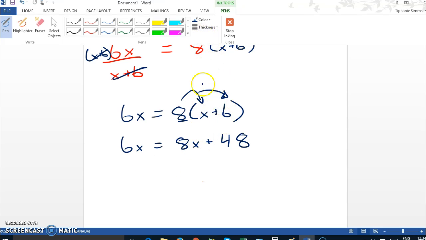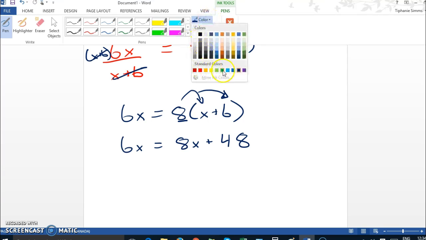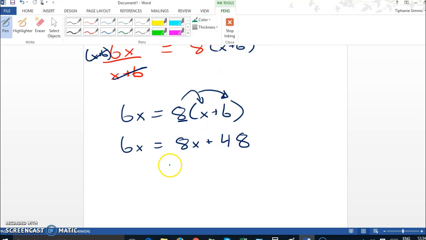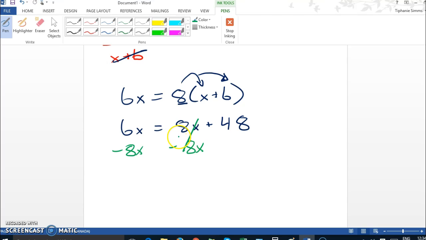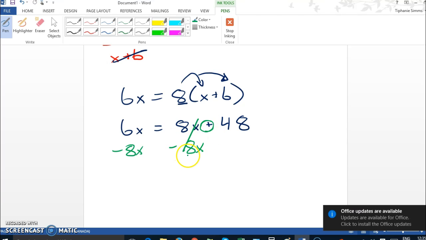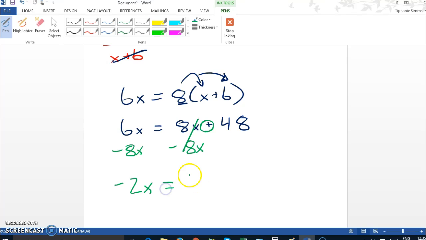We can do a bunch of different things to solve this from here. Okay, so I'm just going to subtract 8x from both sides. So this is gone now. And again, I'm going to subtract because 8x is being added to 48. So 6 minus 8 gives me negative 2x equals 48.